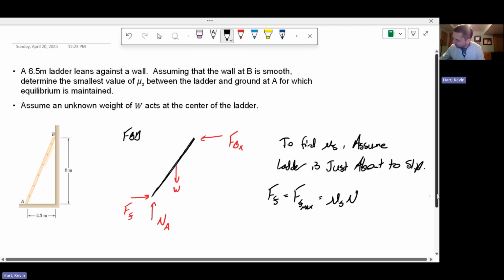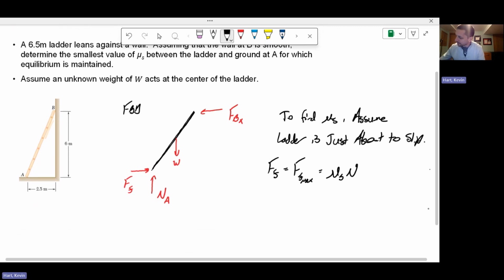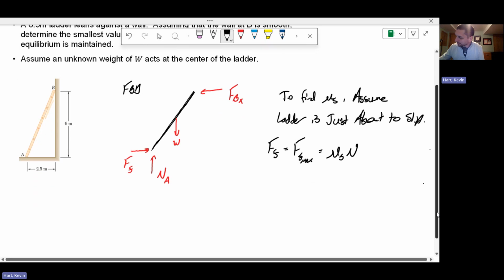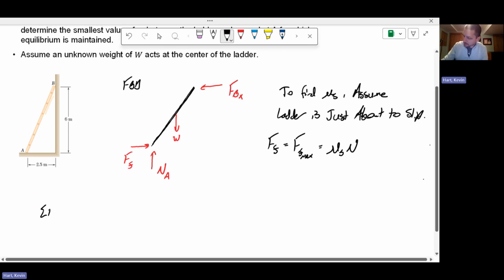So that is one piece of information that we have that's going for us. You could plug that in straight away here if you want for FF. I'm going to work through the problem with FF as it is, and then plug mu sub s in a little bit later. All right. So let's go now with our equilibrium. Let's sum the forces in X.